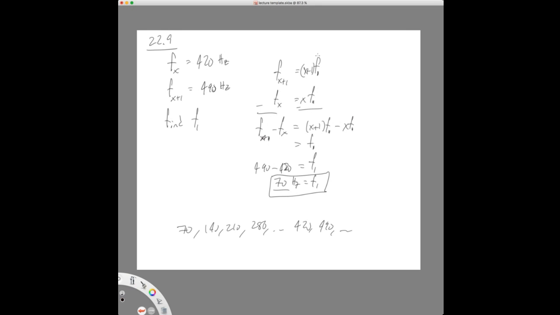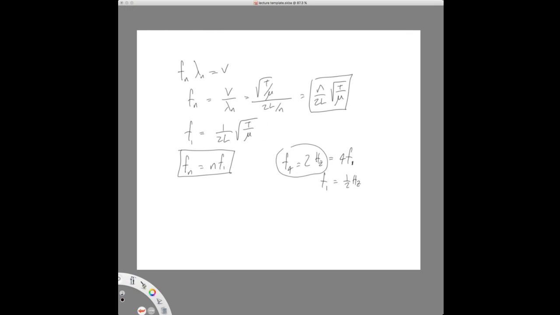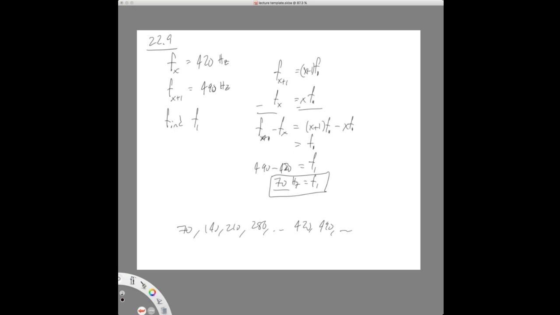And if it's not clear where this x times f1 comes from, it's really coming from right here, when we said the nth harmonic is n times the fundamental frequency. So if it's the x harmonic, it would be x times f1. If it's the 7th harmonic, f7 would be 7 times f1, and so on. Probably x is not a good variable to use there because it's a little confusing. Other questions?